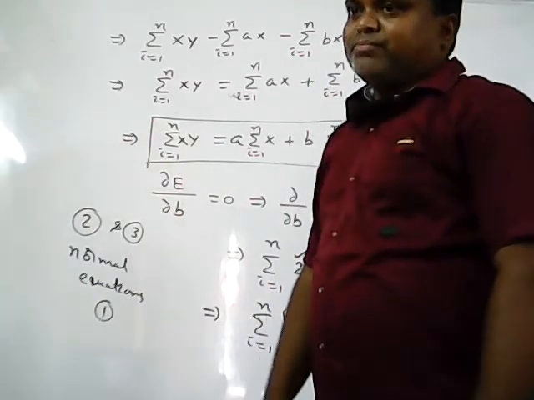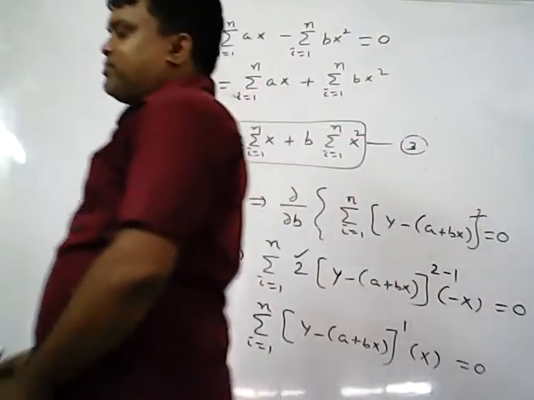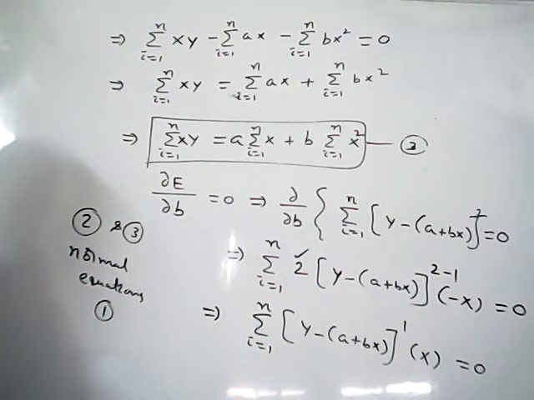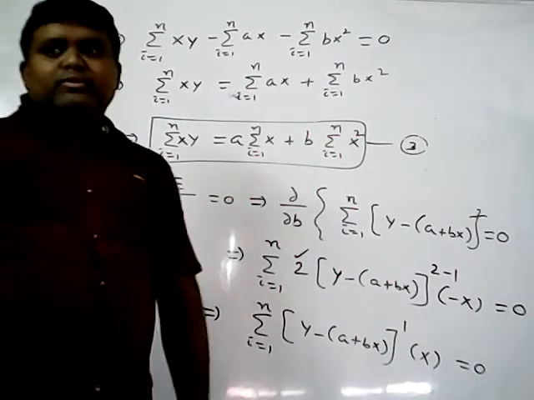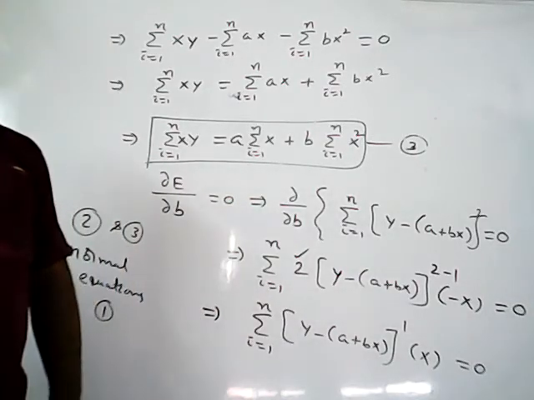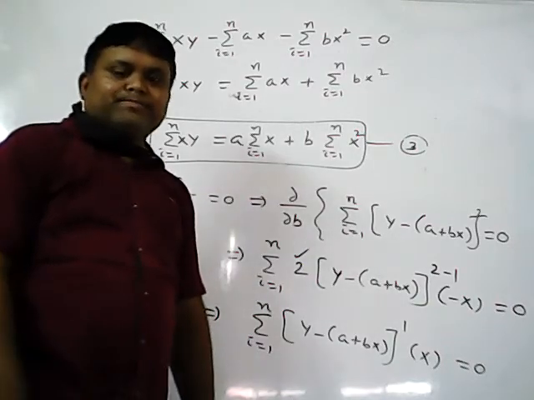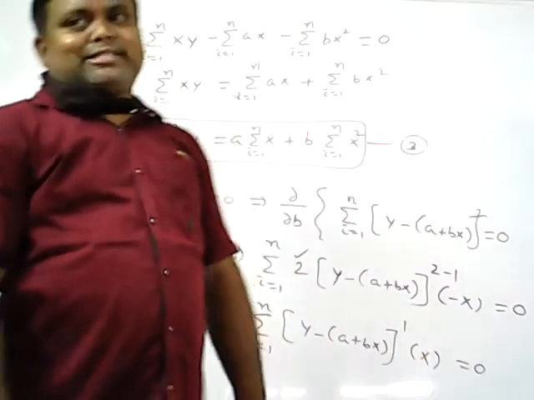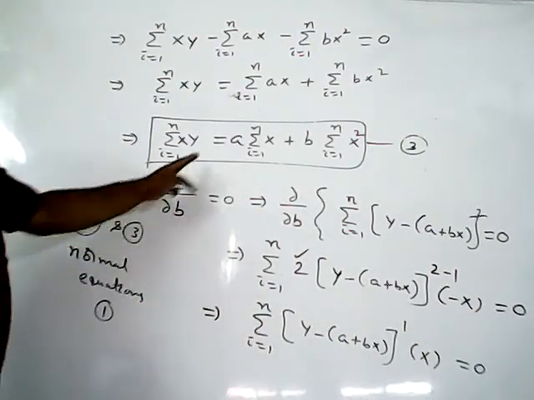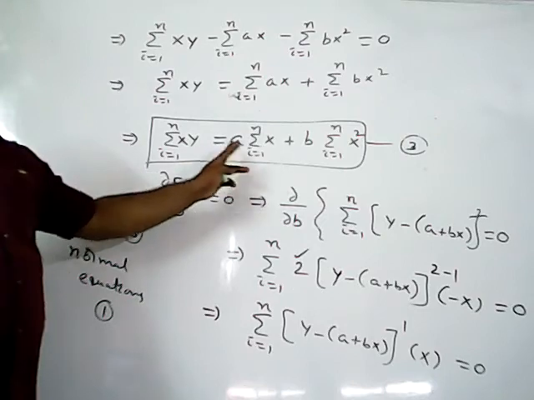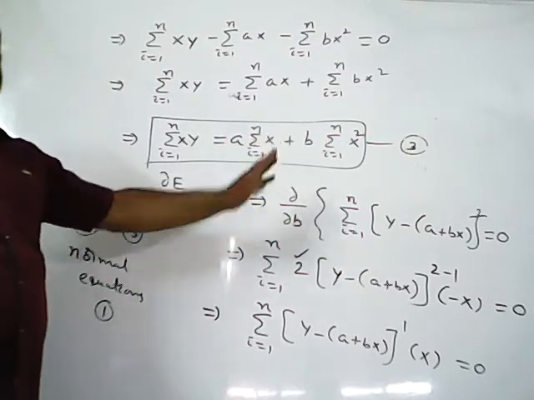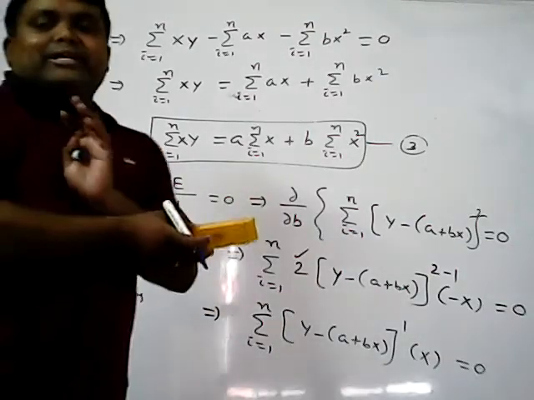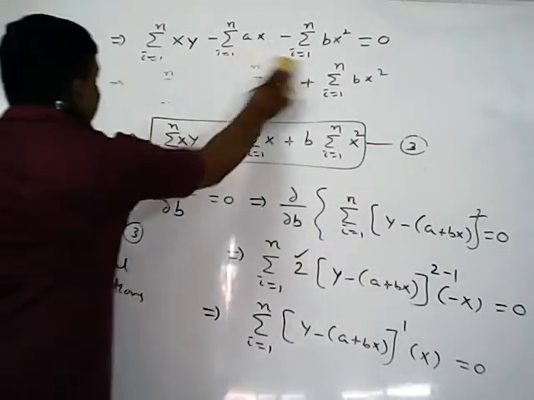Continuation. If you solve these normal equations, we get the estimated values. If you solve, what will you get? You will get the a value and b value, a number each. So after solving these equations, we get the estimated values of a and b.